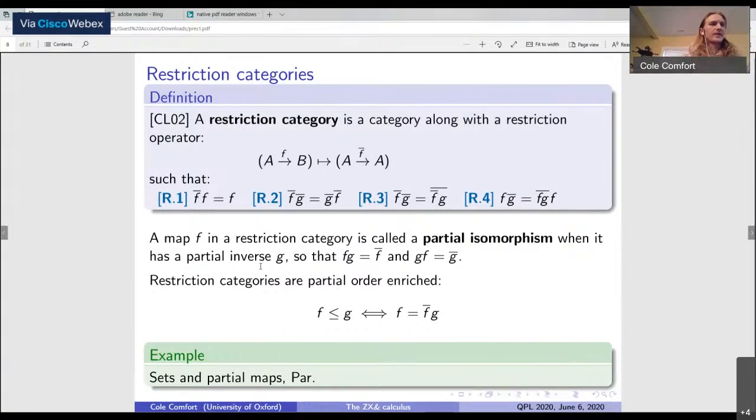And what's really nice is these restriction categories are partial order enriched. So you can say that one map is less defined than the other when you have this equation that holds, right? Because you're precomposing G with the domain of definition of F. So the obvious example is sets and partial maps. I think previously this was called P-fun, but I'll call it PAR in this talk.